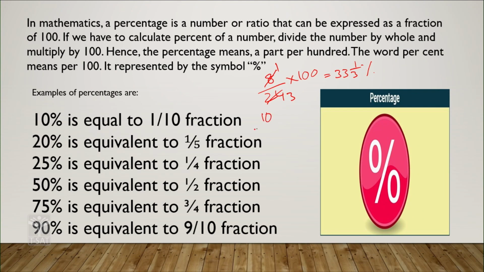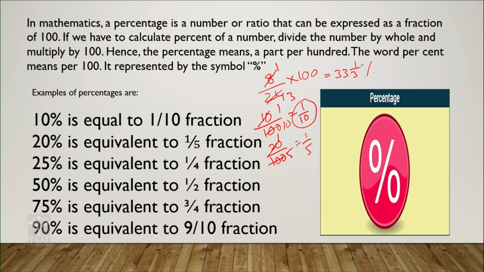Clear? Okay, 10% I said means 10 by 100. 10 ones are 10, 10 tens are 100, means 1 by 10. So it is the fraction 1 by 10. Clear? 20% means 20 by 100, 20 ones are 20, 20 fives are 100, so it is 1 by 5. 25% is equivalent to 1 by 4.